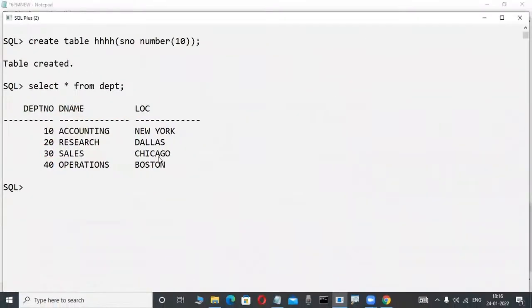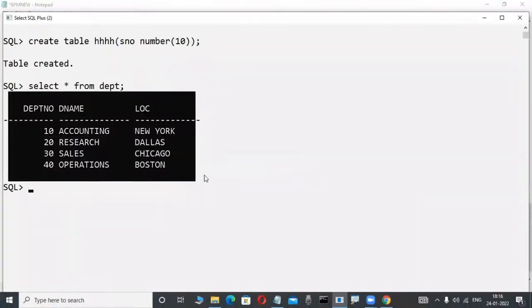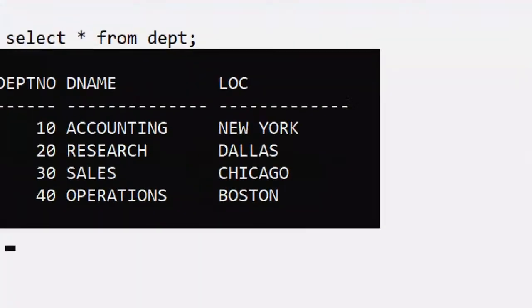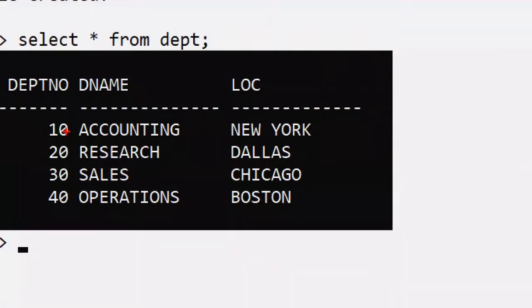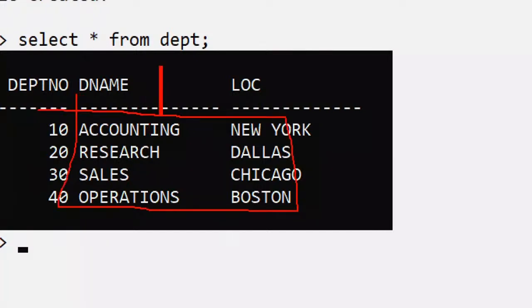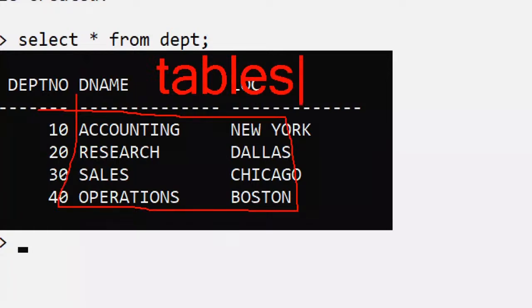But from 1970 onwards, data is represented at a logical structure in a relational data model. Relational data model means data is represented in the format of a matrix. Matrix means nothing but rows and columns. Nowadays, that is also called two-dimensional tables. But before 1970, this data model was not there.